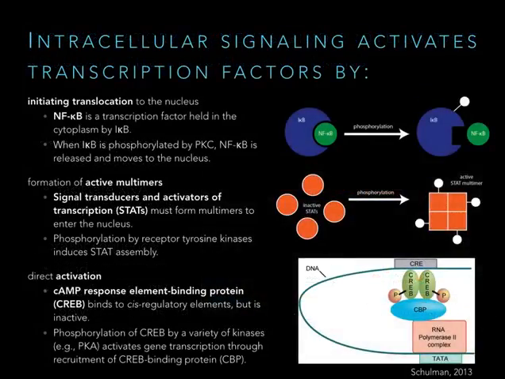Now, there are many ways to turn on transcription factors. So one way of doing this is to signal to the transcription factor to translocate from the cytoplasm into the nucleus. Okay, many transcription factors are hanging out in the cytoplasm, which is not where they actually function. The example of this would be NF-kappa B. This is a transcription factor that's normally held in the cytoplasm by this inhibitory protein.